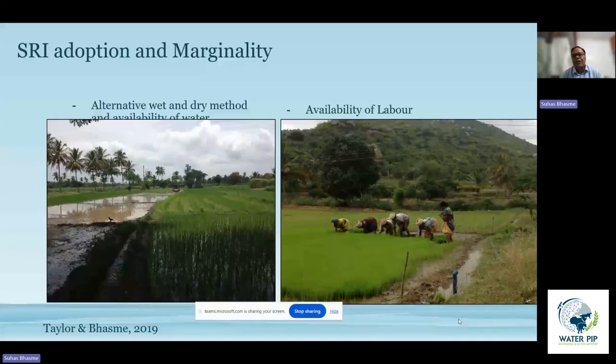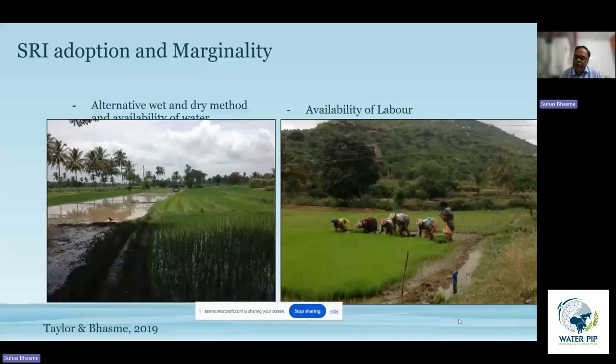Similarly, that equally applies to the availability of labor, because SRI cultivation requires skilled labor that can plant the seedlings at a particular distance. This skilled labor is affordable for large landholding farmers. For small landholding farmers, the cost incurred on this labor is much more, which increases the total cost of cultivating an acre of land for rice. That differentiation gives leverage to large landholding farmers compared to small landholding farmers.